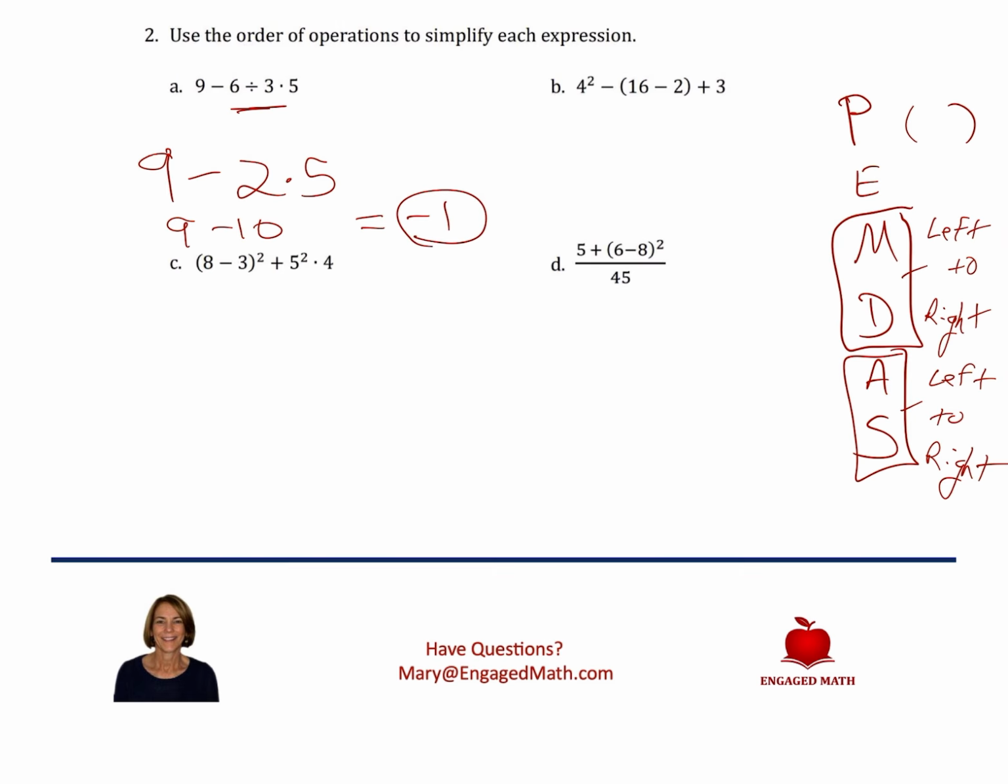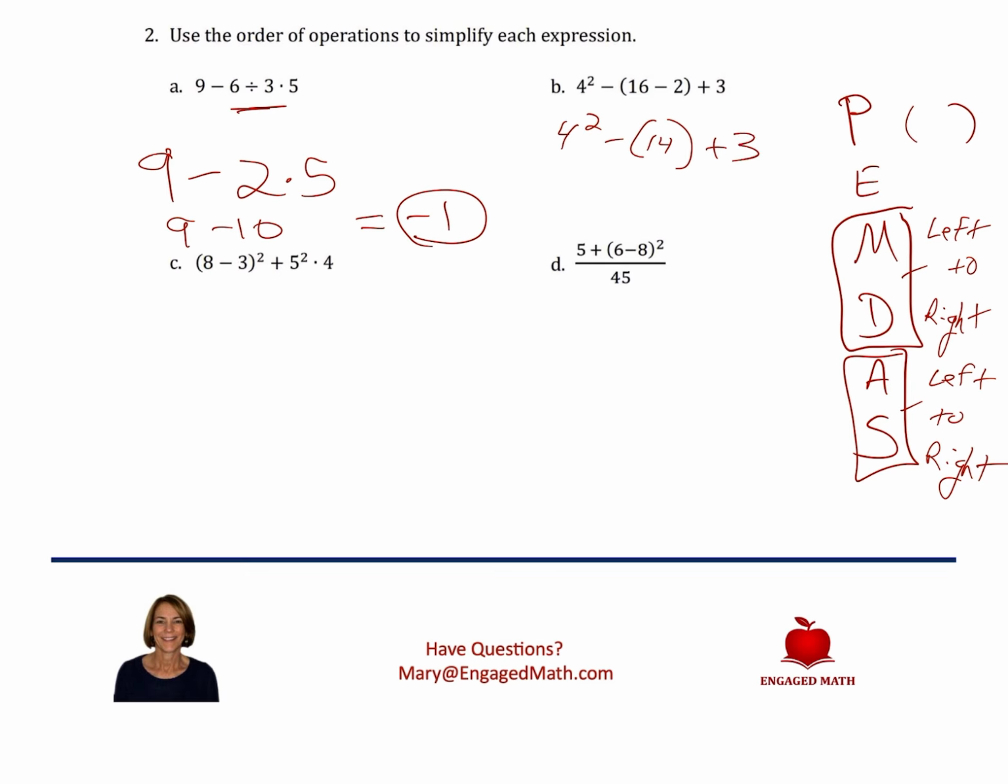Okay, let's look at the next one, B. All right, the first thing we have here is some parentheses. So we're going to leave that 4 squared as 4 squared. Then we're going to do the 16 minus 2, which becomes 14. And then we're going to do plus 3.